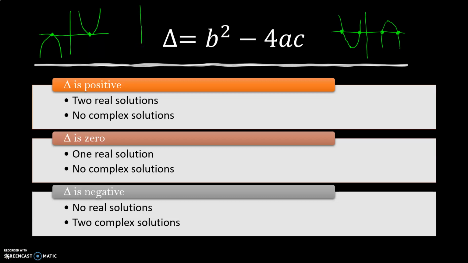When your discriminant is negative, the way your graph looks is that your vertex is above the x-axis and your parabola opens upward, so it never crosses the x-axis, or maybe your vertex is below the x-axis, but then your parabola opens downward, so it doesn't cross the x-axis.